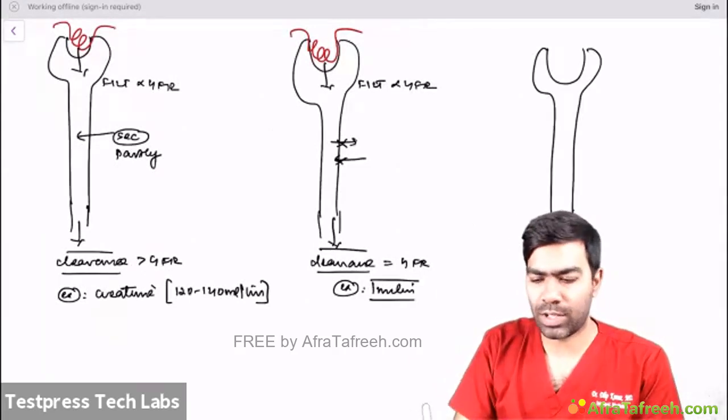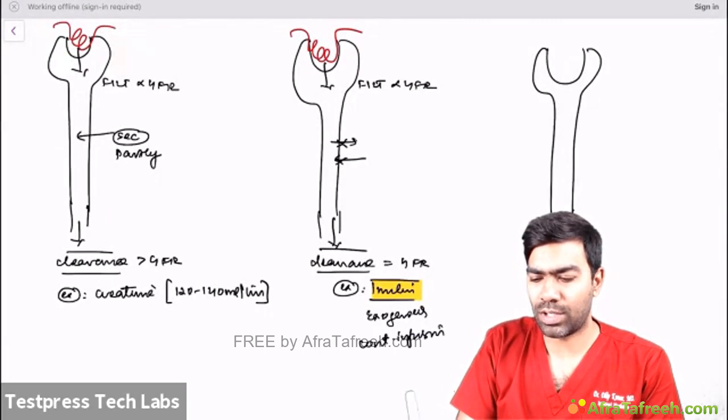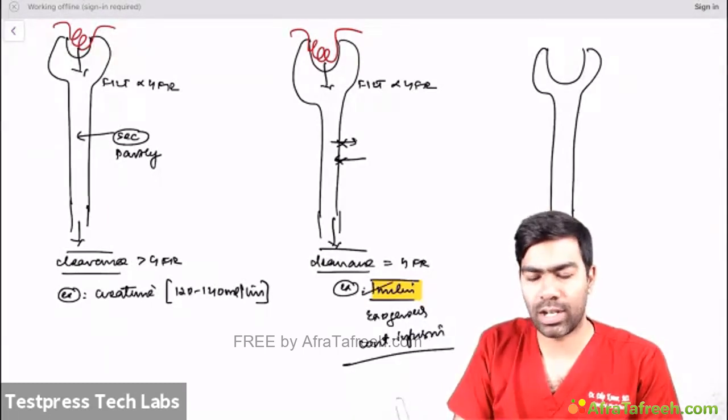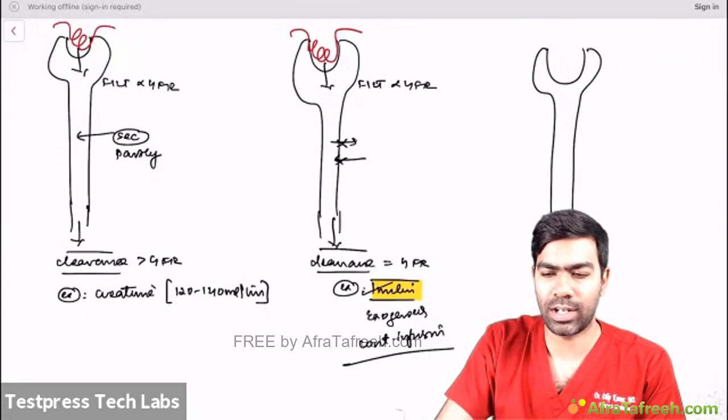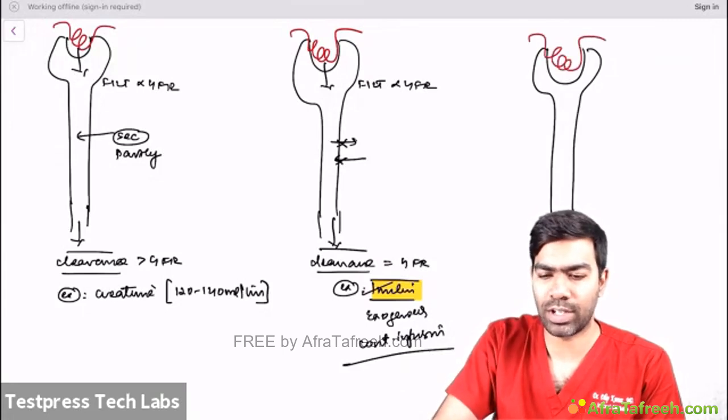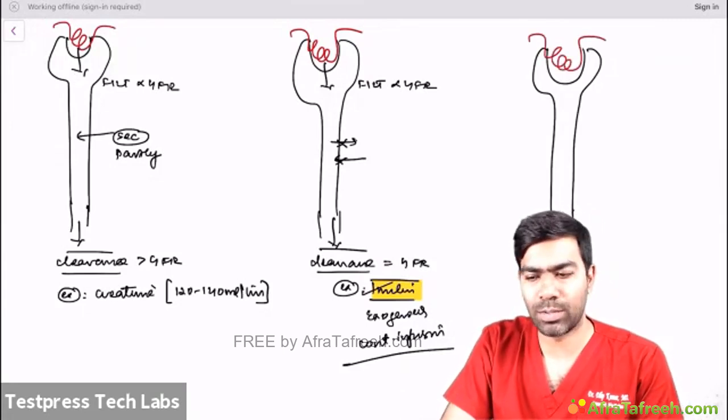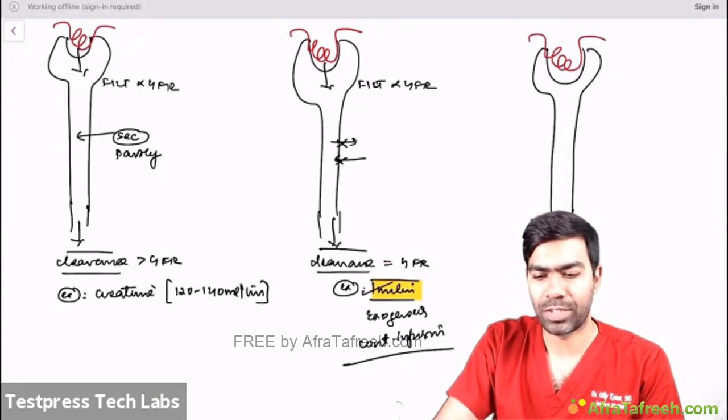But the one problem with inulin is that it's an exogenous substance, and you have to use continuous infusion of inulin. Doing all these things to find out the GFR is impractical, and only in research centers, only in research laboratories, do they do that. Apart from that, the usage of inulin in clinical practice is almost negligible. We don't even use inulin as a marker.